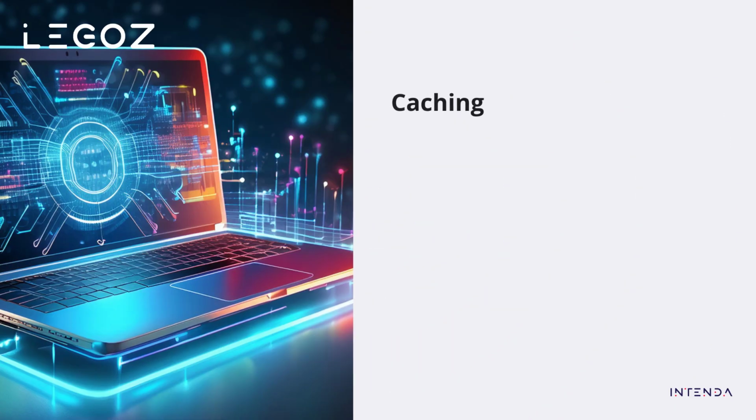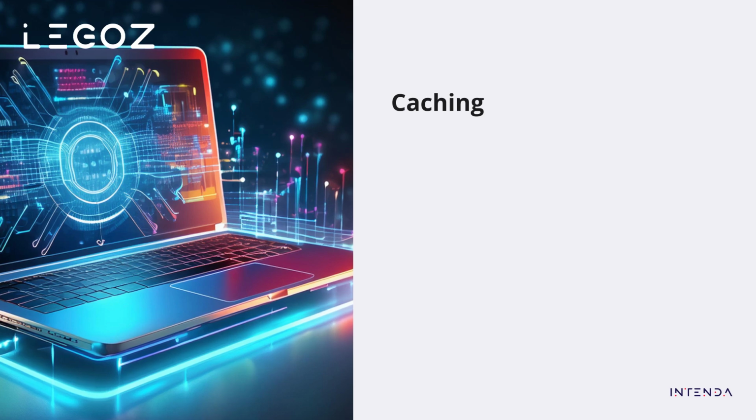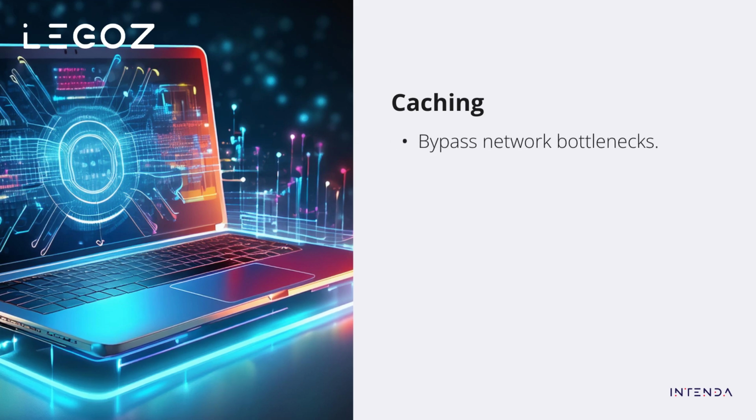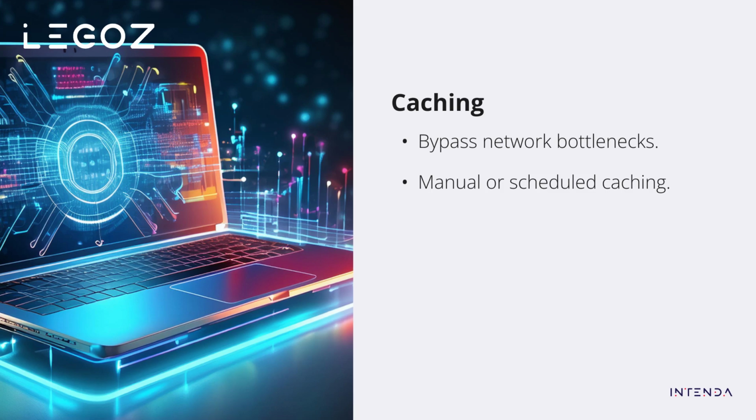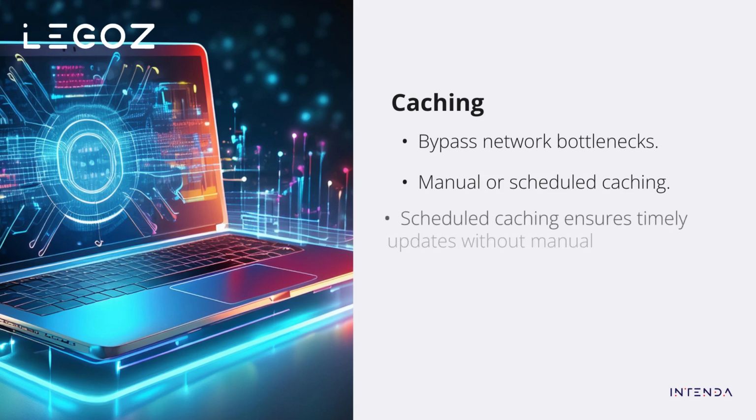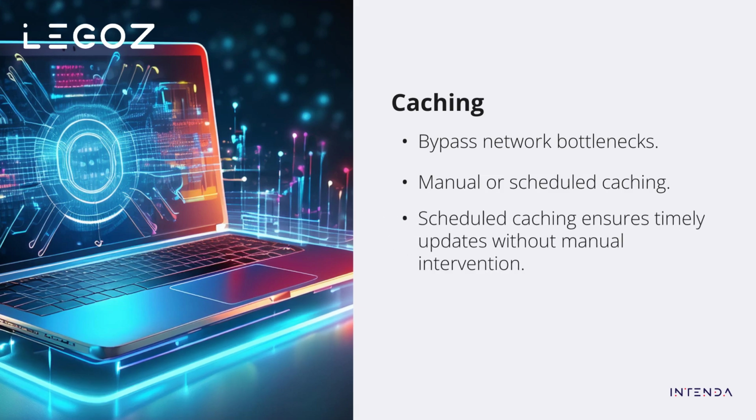Now, let's consider caching. It is best practice to cache your base data objects, especially when dealing with large datasets. Doing this enables you to query the data directly on your compute infrastructure, bypassing potential bottlenecks caused by network issues. There are two options for caching: manual caching or scheduled caching. With manual caching, periodic data refreshes are necessary to ensure that the data remains up to date. Configuring a scheduled caching mechanism automates this process, ensuring timely updates without manual intervention.